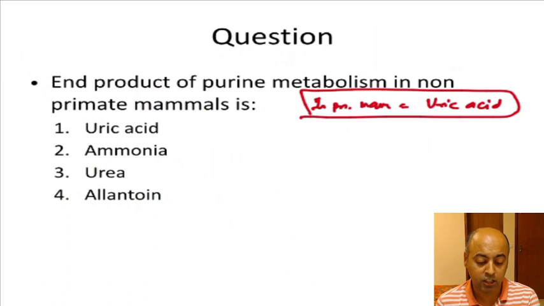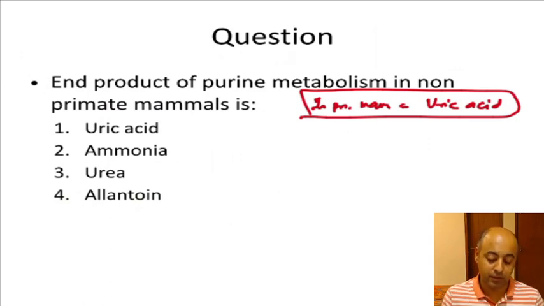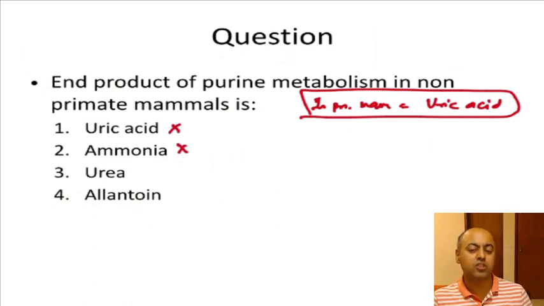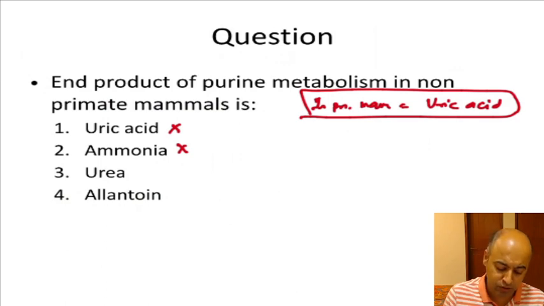What is the answer in the non-primate mammals? Please send in your answers. Okay, please note, like I said, uric acid is present in the primate mammals. Ammonia is present mostly in the fishes as the end product of nitrogen metabolism.